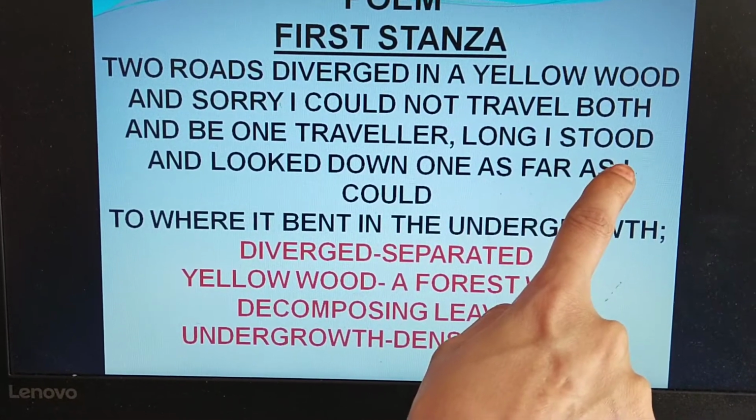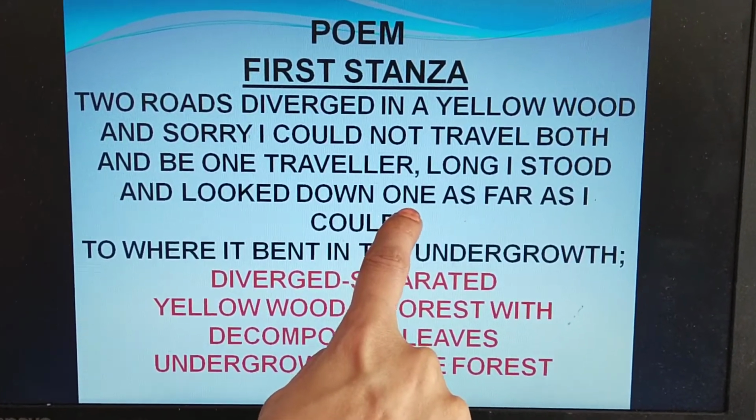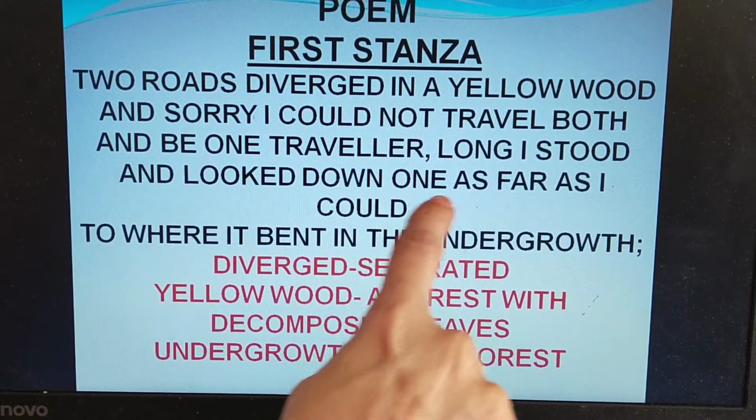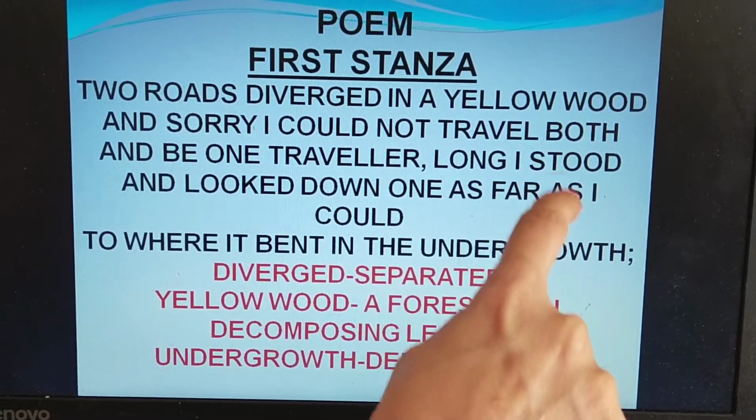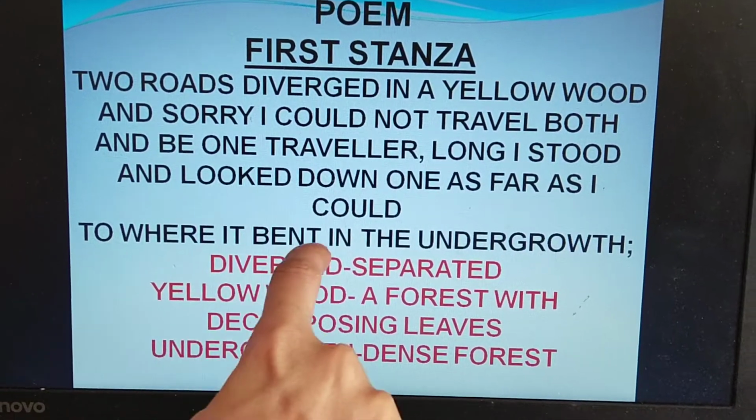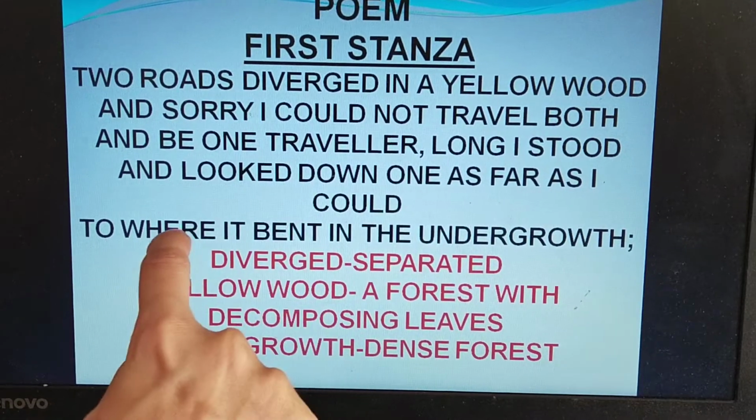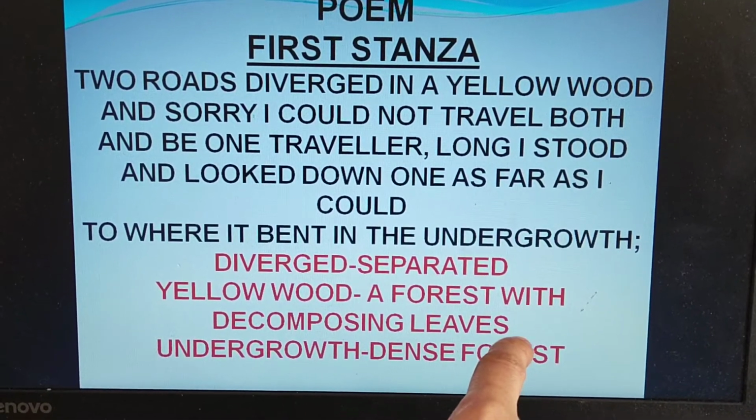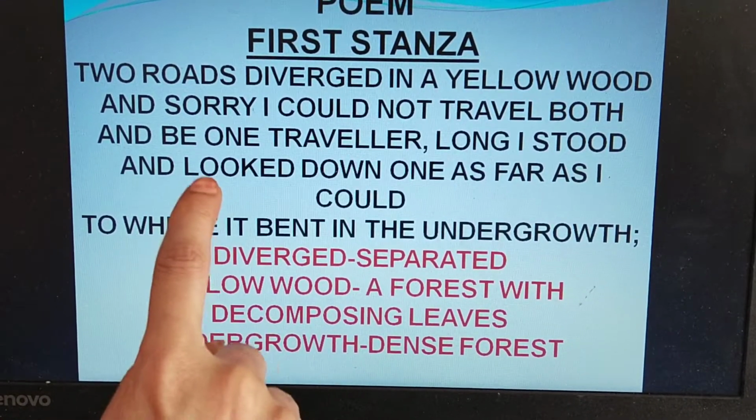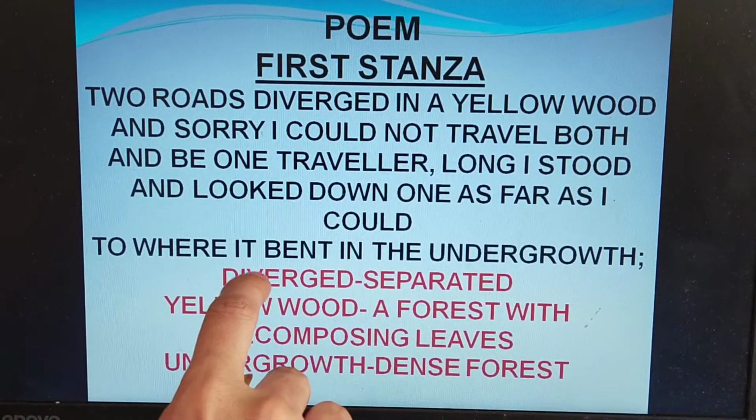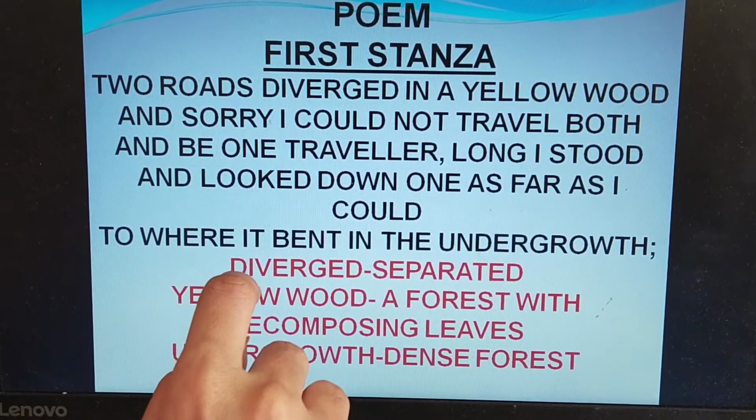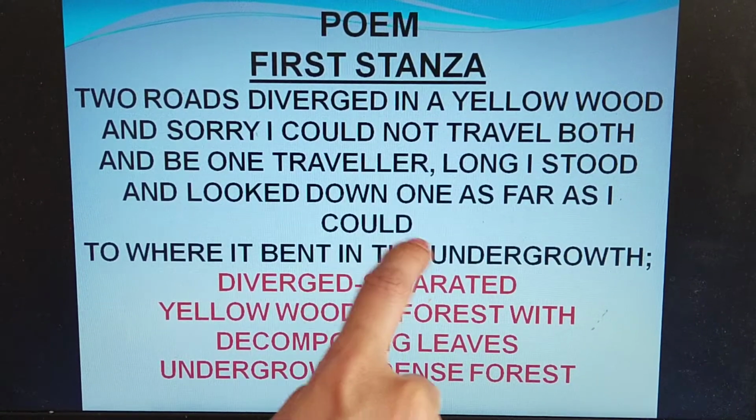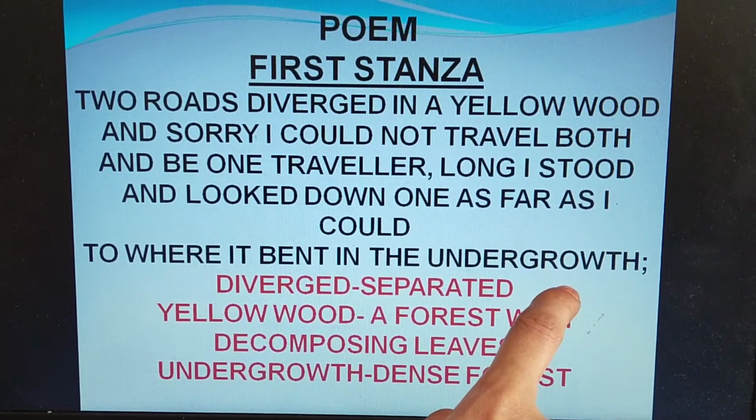Long I stood. I was standing there for a long time and looked down one as far as I could. I was just standing there and looking down both roads as far as I could. That means till where I could see, to where it bent in the undergrowth, till where the two roads curved, took a turn in the undergrowth. Undergrowth means in the dense forest. See, what is the poet saying? That in that morning he was about to start his journey and there were two roads in front of him, and he was standing there to decide which road he had to choose. For a long time he was standing there observing both the roads, as far as he could see, till the roads took a turn in the undergrowth or in the dense forest.